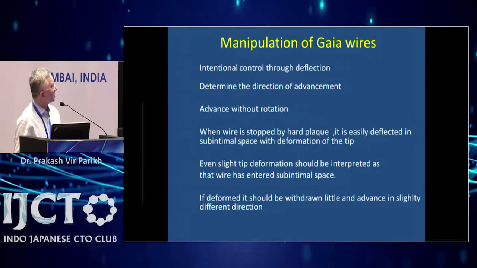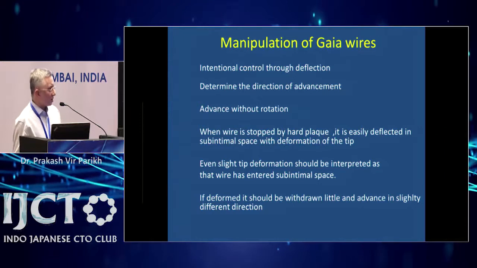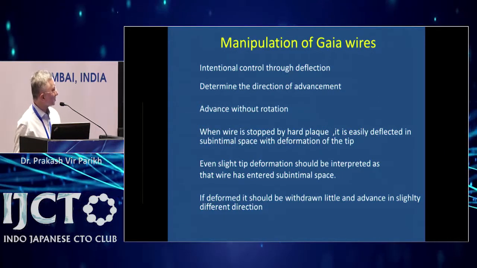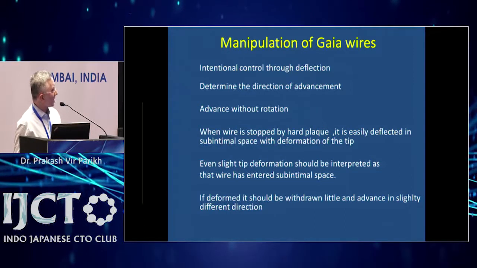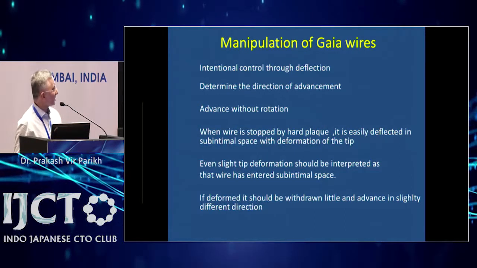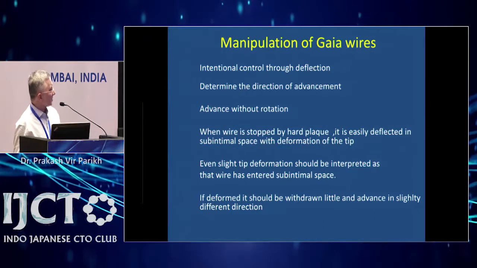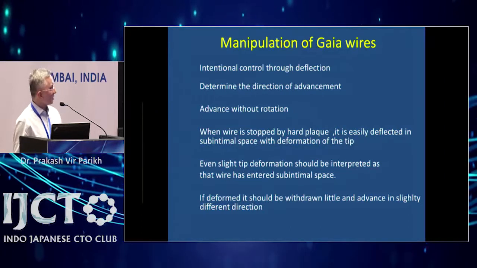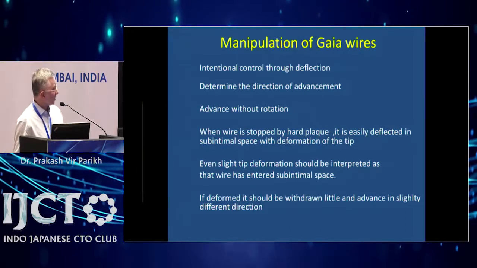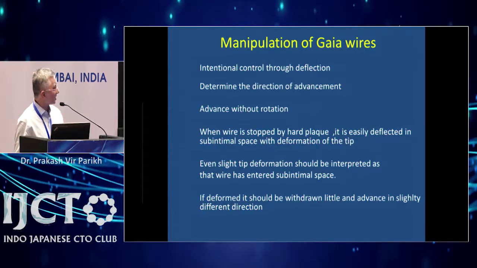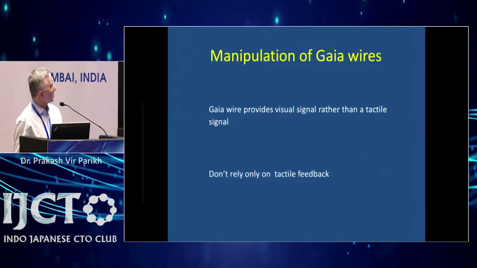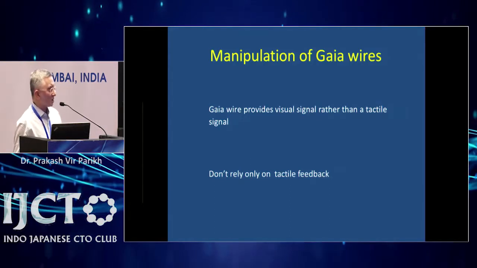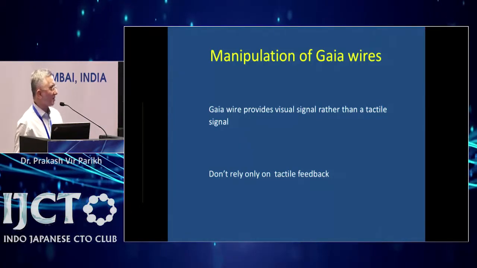With the Gaia wires, it is intentional control for deflection. So first determine the direction of advancement. Advance without rotation. When the wire is stopped by the hard plaque, it easily deflects in the subintimal space with deformation of the tip. So even the slightest deformation should be interpreted as the wire having migrated in subintimal space while using Gaia wires. When it is deformed, we withdraw it a little bit and advance in a different direction. So the Gaia wires provide visual signals rather than tactile signals. So don't rely only on tactile feedback while using Gaia wires.